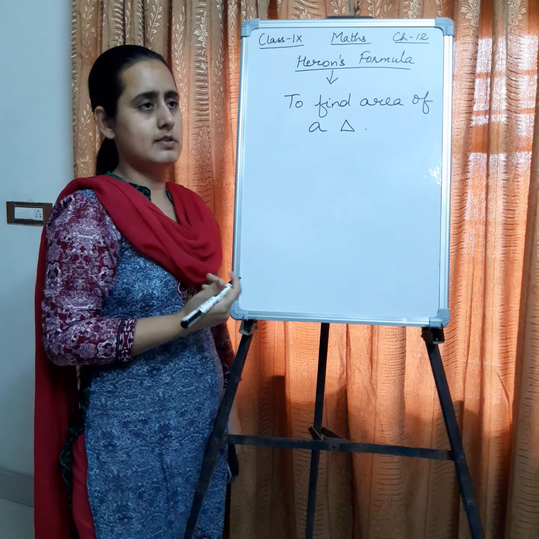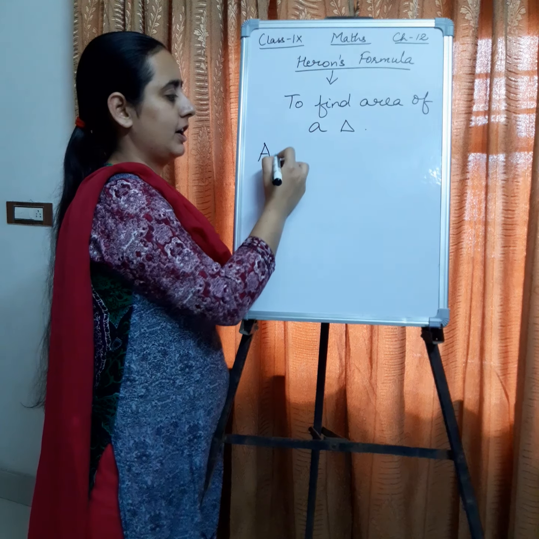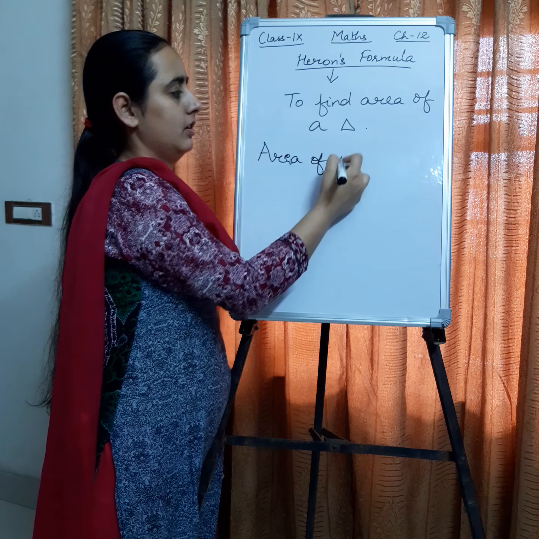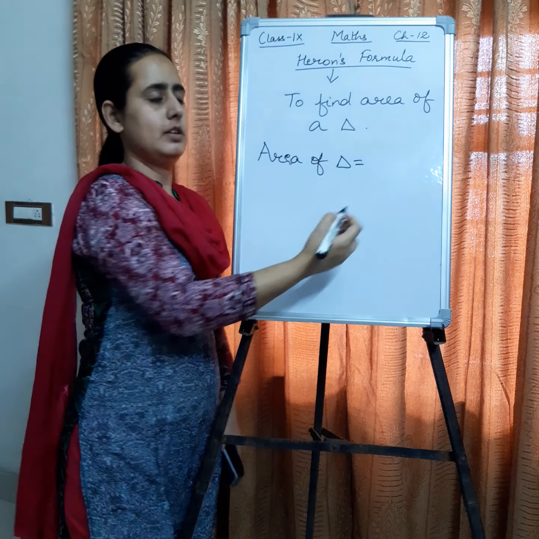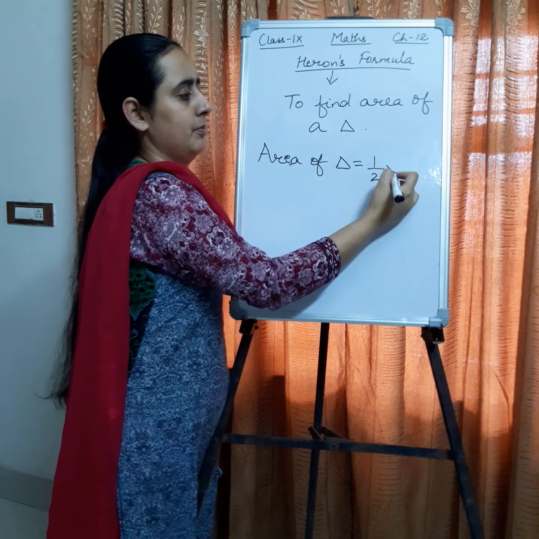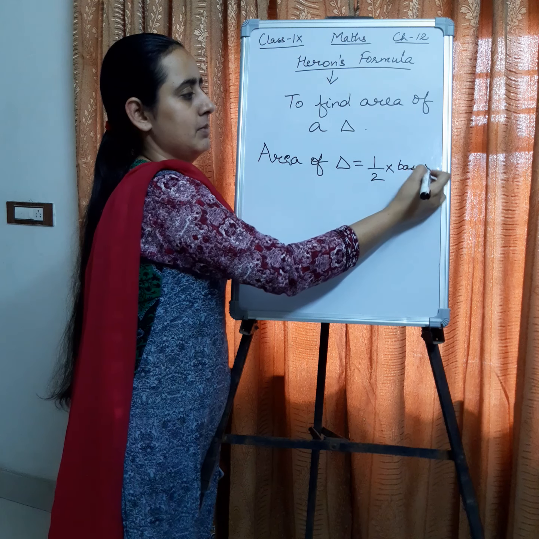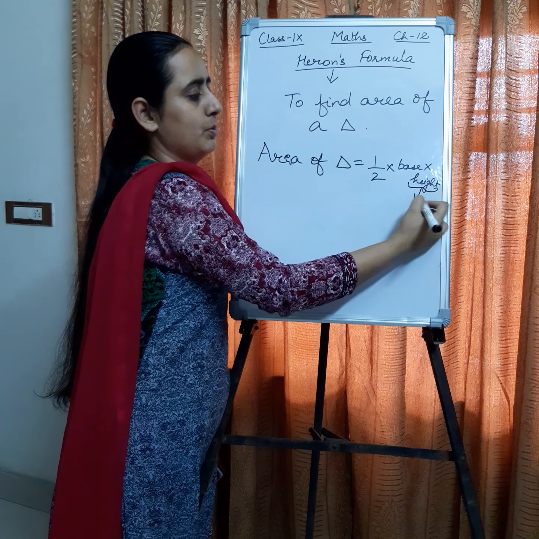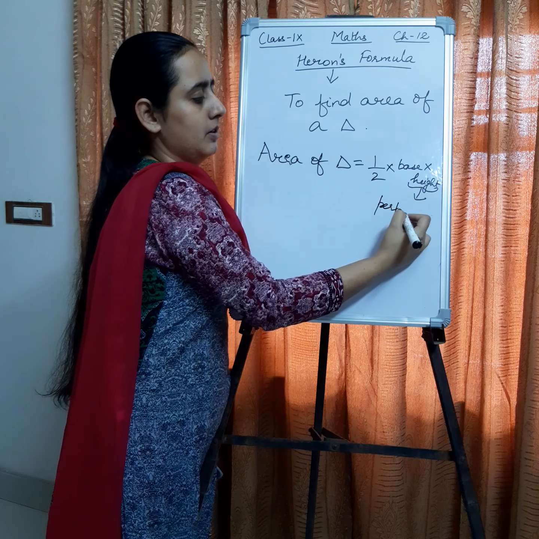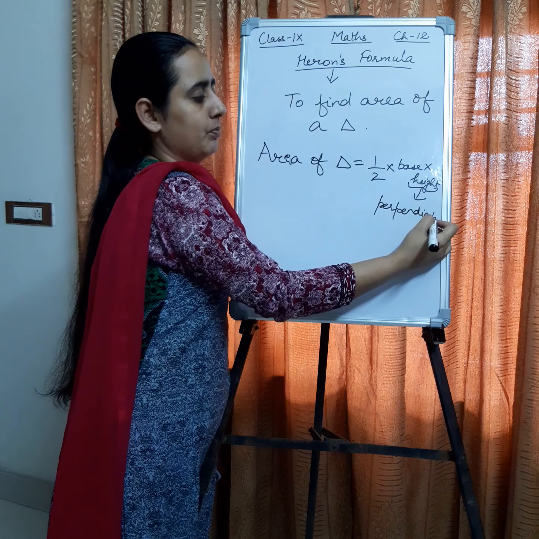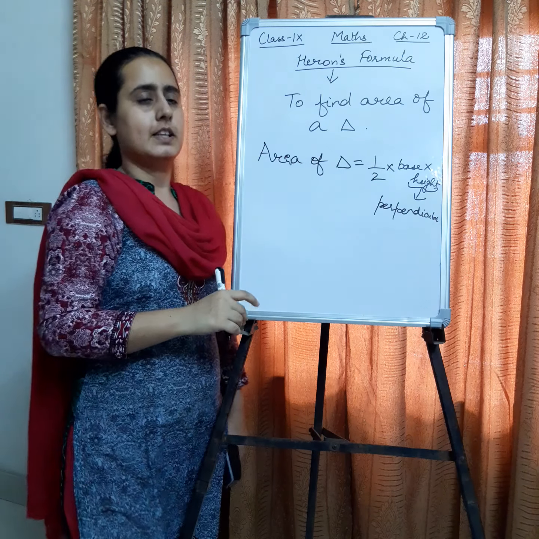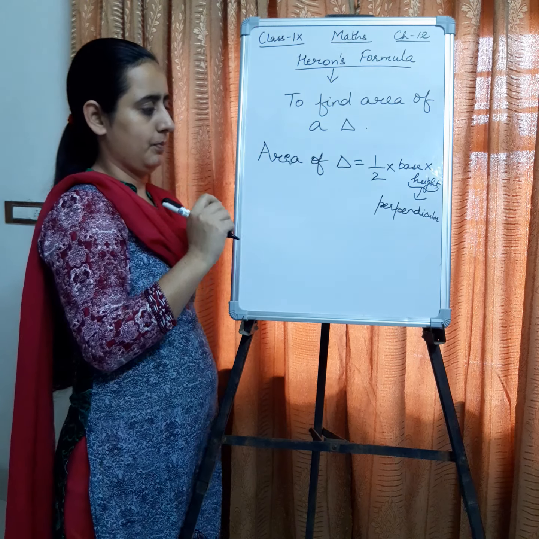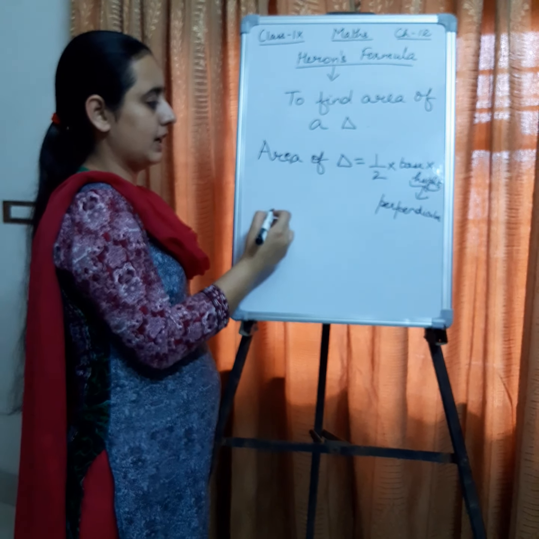Now what is the formula for finding the area of a triangle? You all must be knowing that it is half multiply base multiply height. This height can also be called perpendicular. Now we will see how we can apply this formula in different types of triangles. First of all, if it is a right angle triangle.